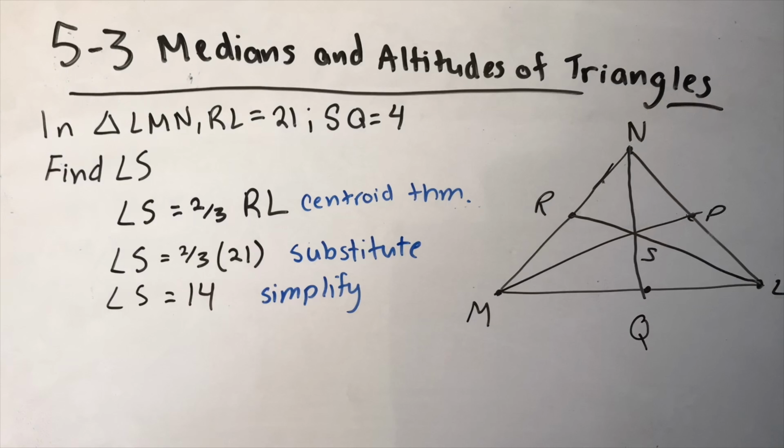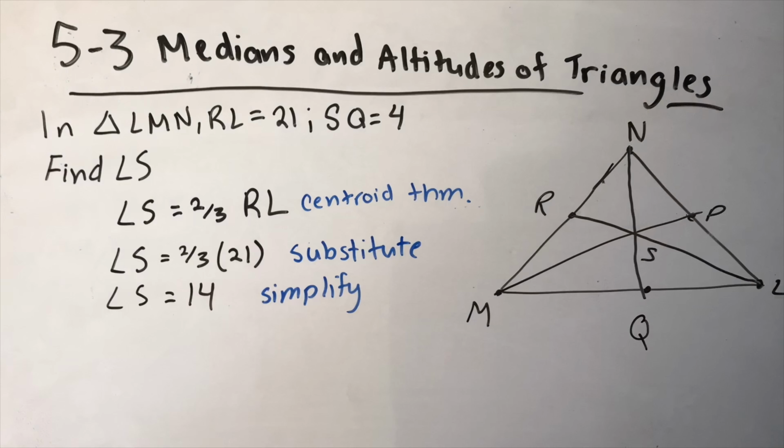Now let's do another one. Okay, so we know that SQ equals 4. Now we're going to find NQ. Using our theorem once more, we know that SQ equals 1/3 times NQ. So we're going to plug in what we know. This leaves us with 4 equals 1/3 times NQ. Now we can solve. Multiply the reciprocal of 1/3 on the other side. This leaves us with 12. NQ equals 12.